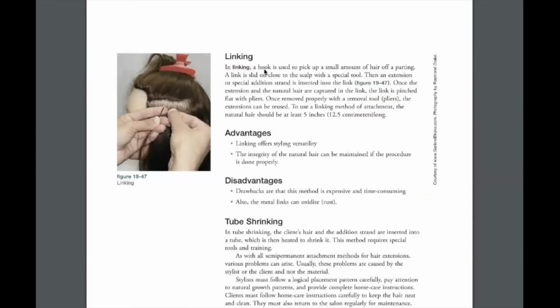Then we have linking. Linking is when a hook is used to pick up a small amount of hair off a parting. A link is slid on close to the scalp with a special tool, and then an extension or a special addition strand is inserted into the hair length. When you want to use the linking method, the natural hair should be at least 5 inches long.